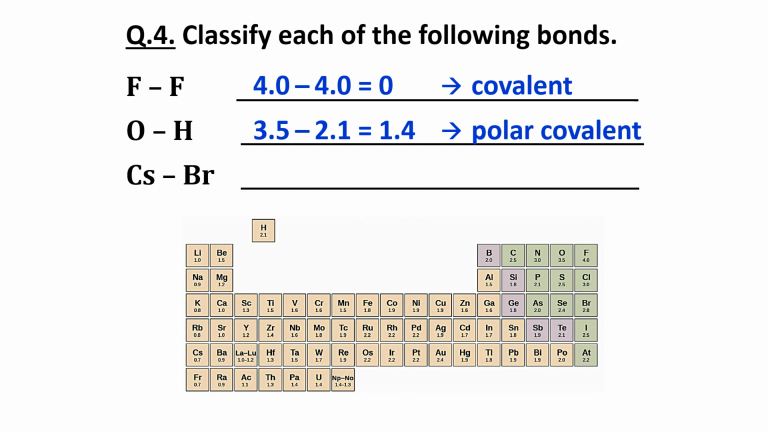So if it's in the 0.4 to 2 range, remember it's a polar covalent, so that means it's polar. And in this case, if it's more than 2, it's over 2, then you have an ionic bond.